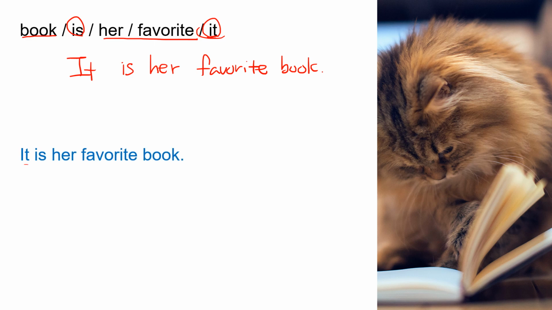So when you read this part, it is, and H is silent, her. It is her. So vowel, T flaps. It is her favorite book. This one you can say favorite, favorite. So it is her favorite book.